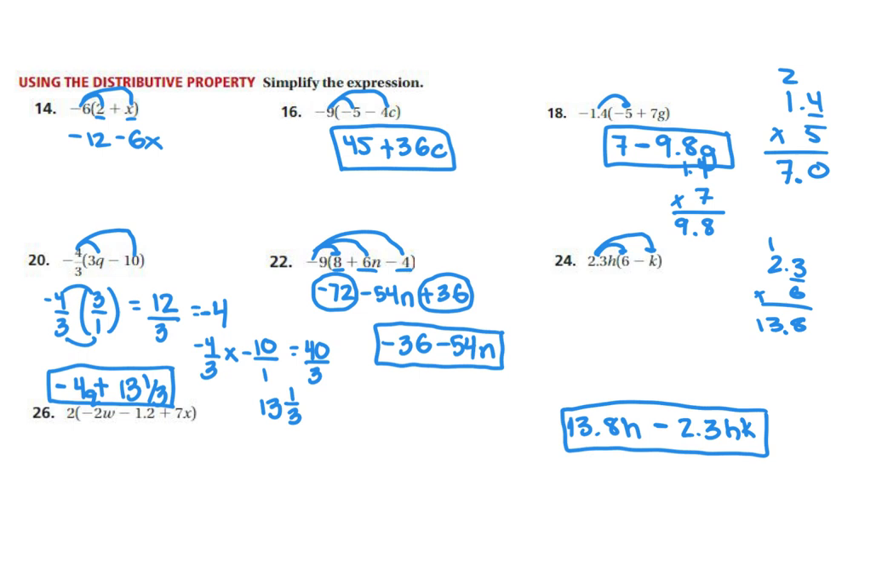And then finally on to 26. We'll distribute 2 times negative 2w, so that's negative 4w. 2 times negative 1.2 is negative 2.4. And 2 times 7x is positive 14x. So we have negative 4w minus 2.4 plus 14x.